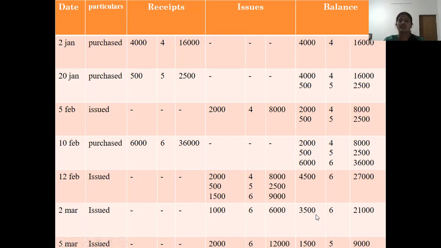Out of 3,500, issue to the production department 2,000, because you are supposed to issue 2,000 to the production department. So 3,500 minus 2,000, what is the balance we have? 1,500. What is the rate we have here? That is 6. Cost per unit is 6 and the amount is 9,000.